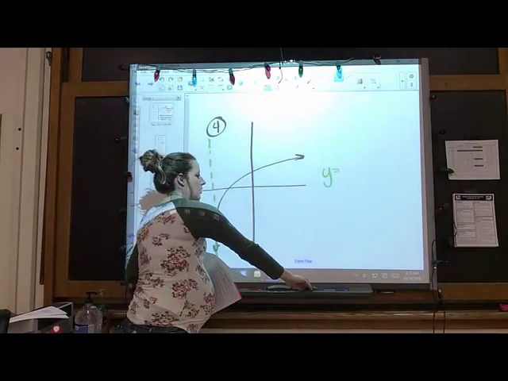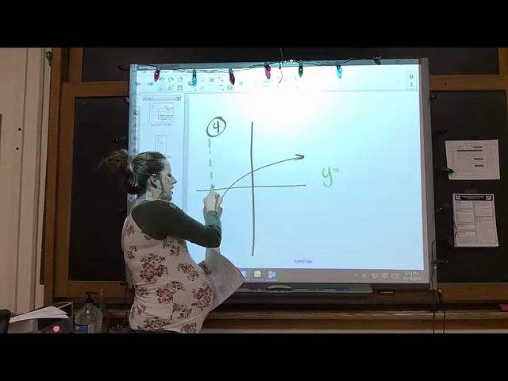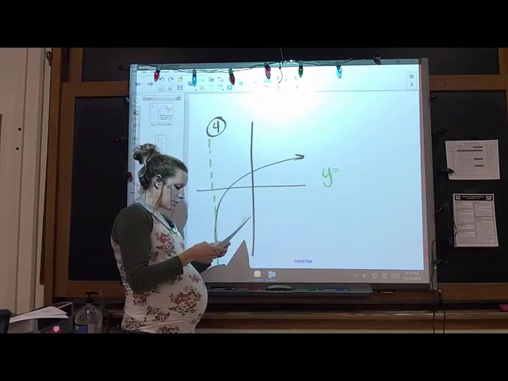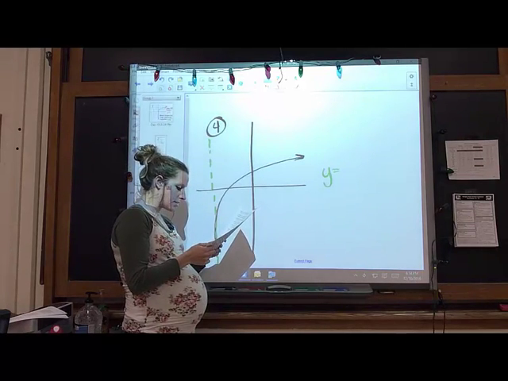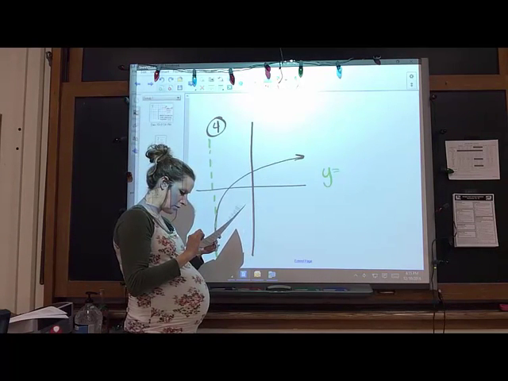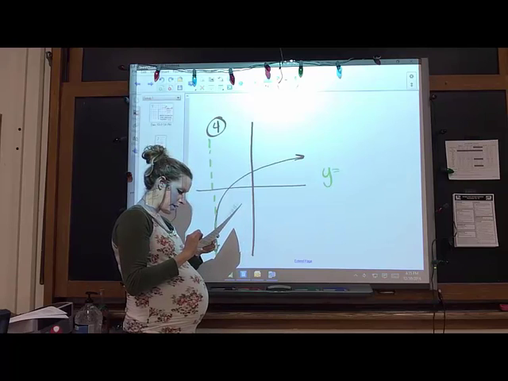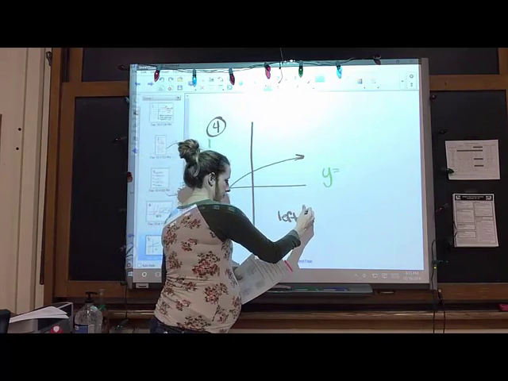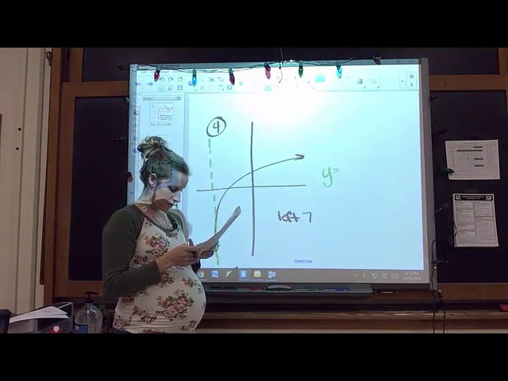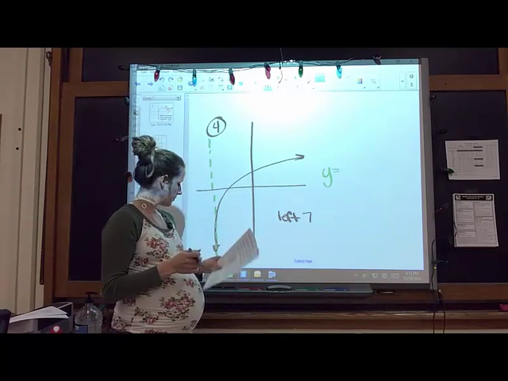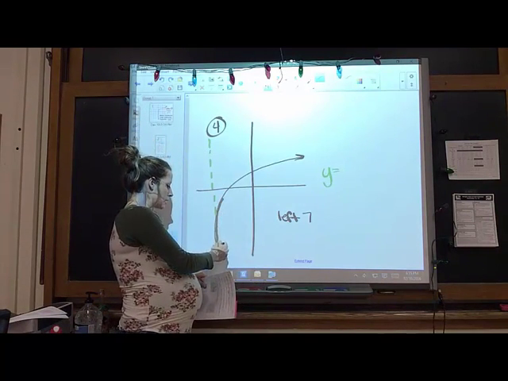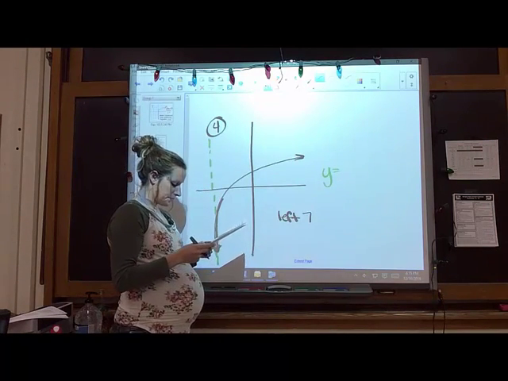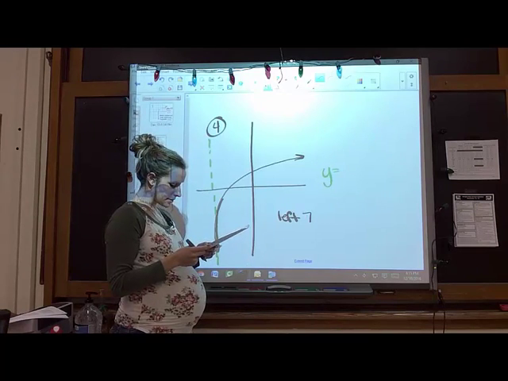Okay, and normally that boundary line is at 0, right? It got moved to the left. So you want to count how far to the left did that asymptote move. And it moved 1, 2, 3, 4, 5, 6, 7. Okay, that line gets really close to where x equals -7, but it doesn't actually touch it. Okay, so it moves to the left 7.